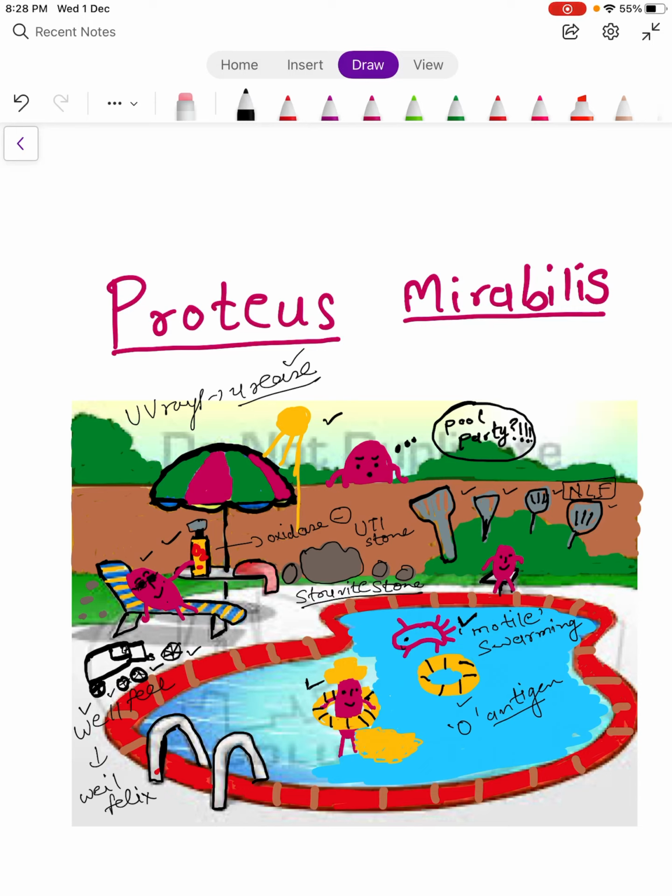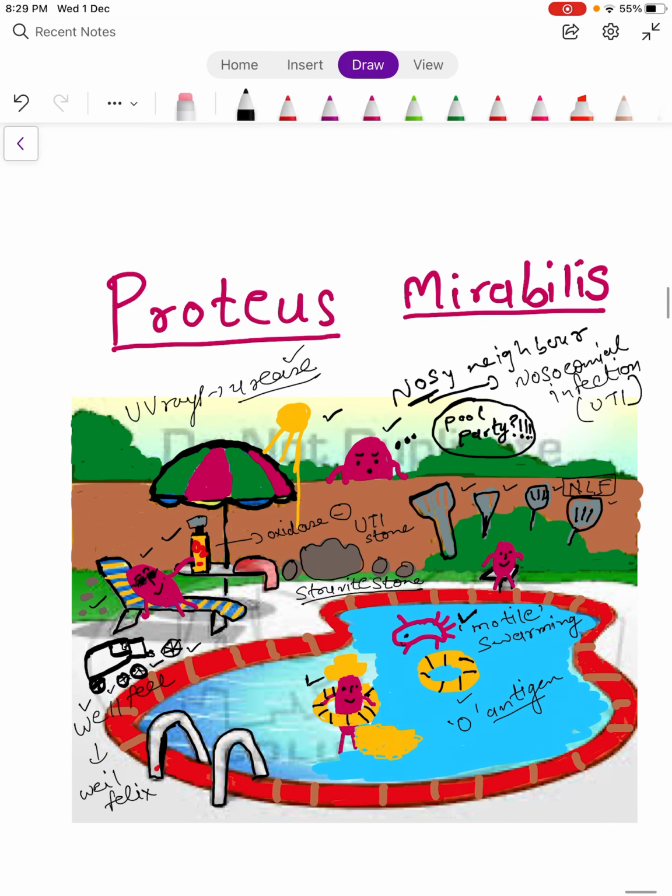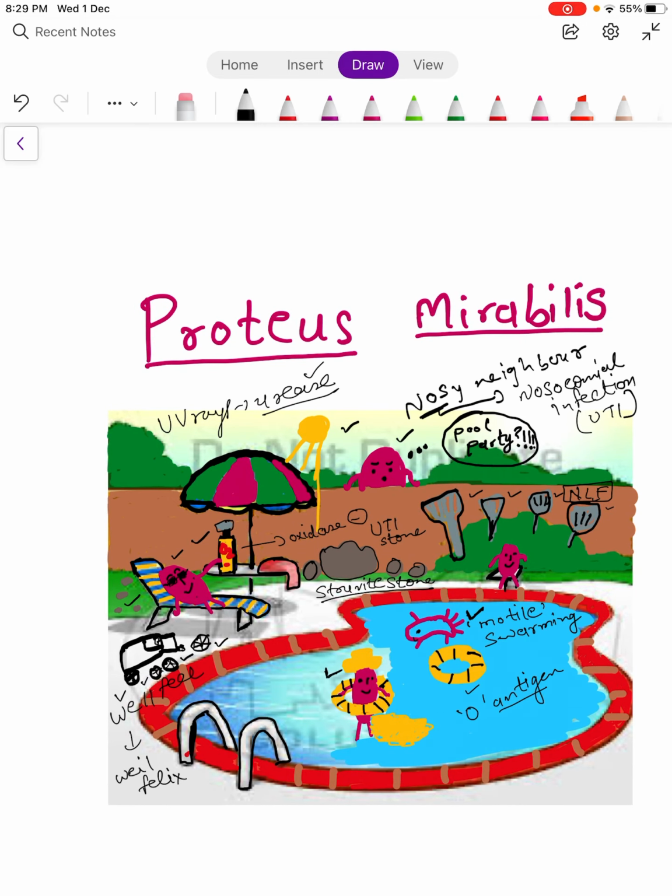Then you can see this neighbor bacteria. He is peeping inside the house of this bacteria, and so we can call him a nosy neighbor. And from this you can remember that Proteus mirabilis causes nosocomial infection, that is it mostly causes UTI. Nosocomial UTI.